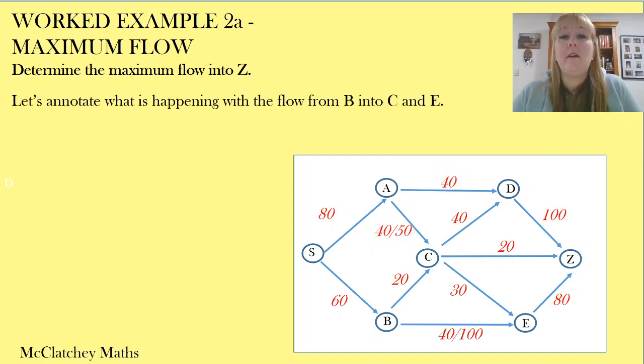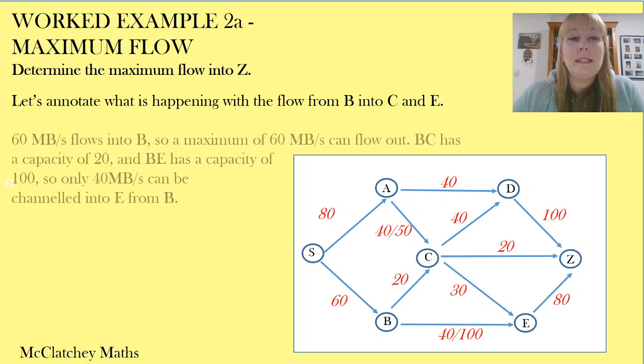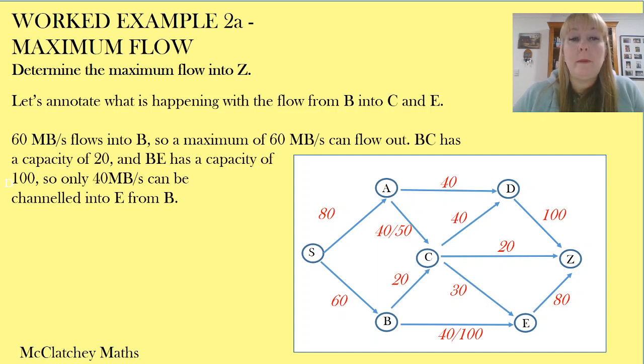Okay, let's have a look now at what's going on lower down in our diagram with our flow from B into C and E. You'll notice that 60 megabytes per second is coming into B. That means that only 60 megabytes can flow out. You can't make more bandwidth than you've actually got coming in. So you've got 20 going out to C on that edge BC, and the edge of BE has a capability of 100. So you're really going to have 60 going through. We're going to allow that 20 to funnel through all the way to C, which leaves 40 megabytes per second left over to channel from B to E.